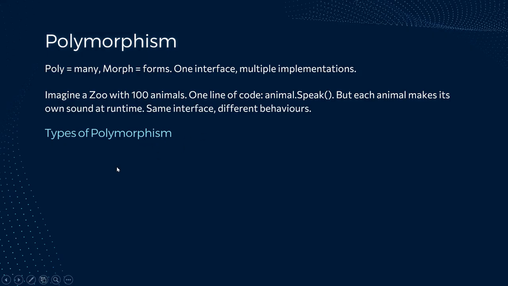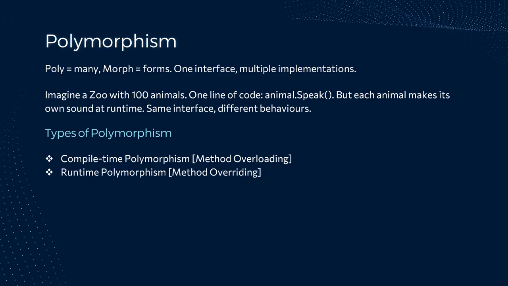Types of polymorphism. There are two types of polymorphism. One is compile time, which is called method overloading, and another is runtime, that is method overriding. Today we will focus on compile time polymorphism. So let's look at it.